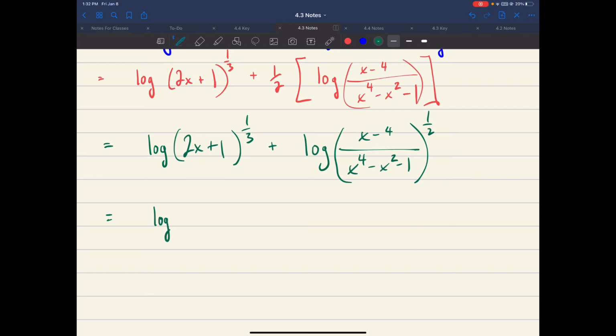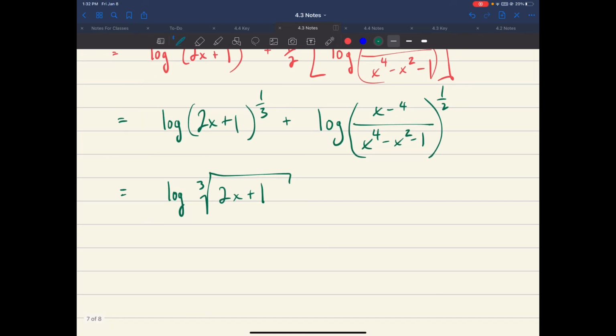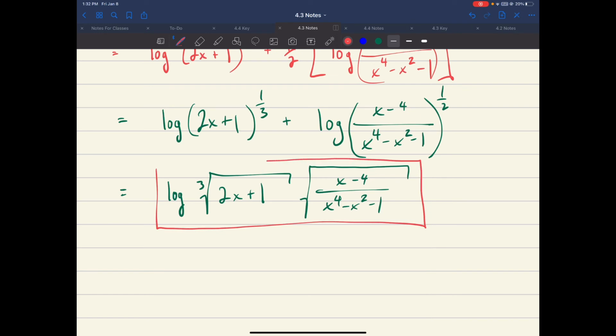So it'd be log of the cubic root of 2x plus 1 times square root of x minus 4 divided by x to the 4th minus x squared minus 1. And I have one logarithm, so I've combined it, and all my exponents are inside of the log, so that would be the final answer.